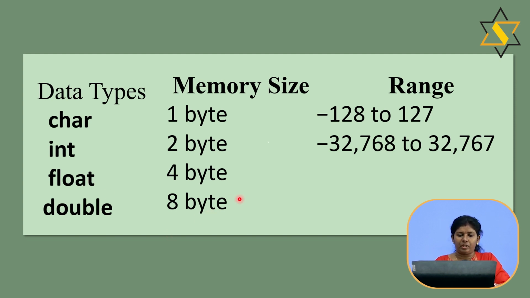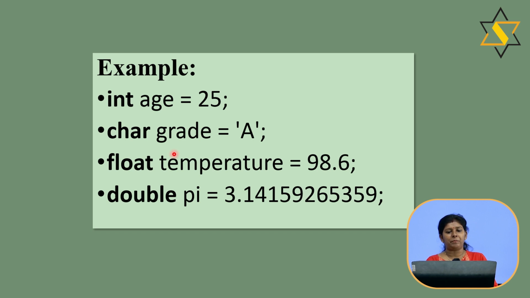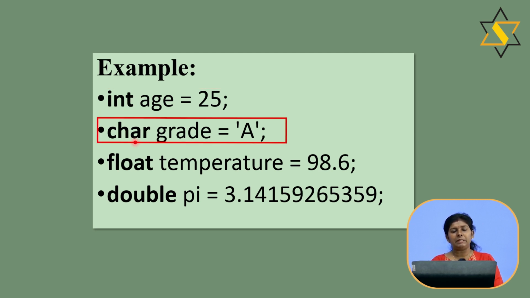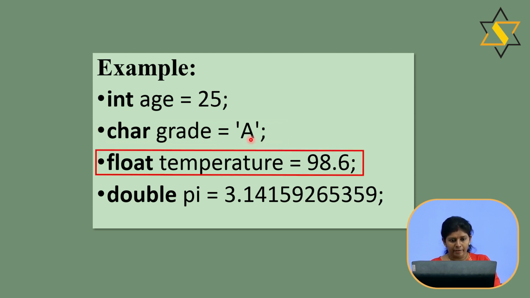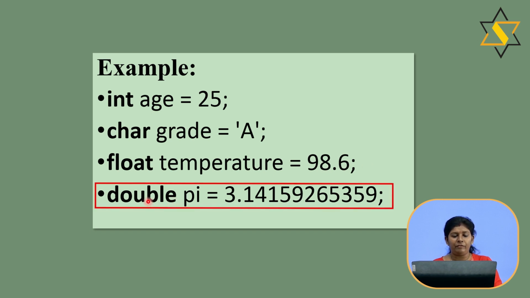If you want to define a floating point, for example, see here the age, int age: if it is an integer type, then you must define the value as an integer only. You can define a here, because the data type is int. If you define the data type as char, then you can define the value as a character. If you define float, then the value will be 98.6 or up to 6 digits. But if you define the double data type, then the value can have more than 6 digits.